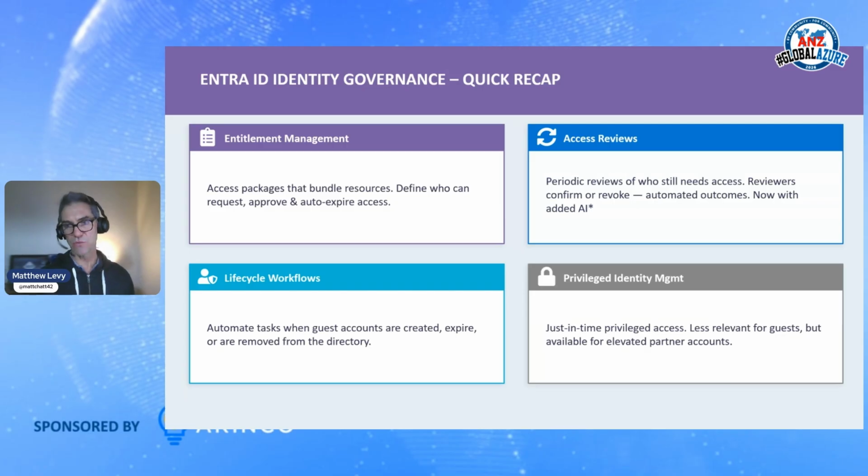Maybe a little bit less relevant for most guest scenarios, but it's worth knowing about for elevated partner accounts. And incidentally, you don't need identity governance licenses for PIM, you just need Entra ID P2 licenses. And as long as the tenant is licensed for that, guests can leverage PIM.